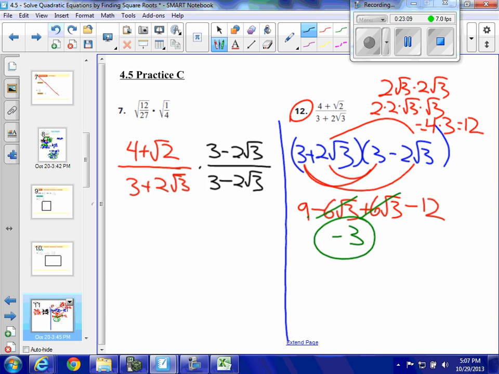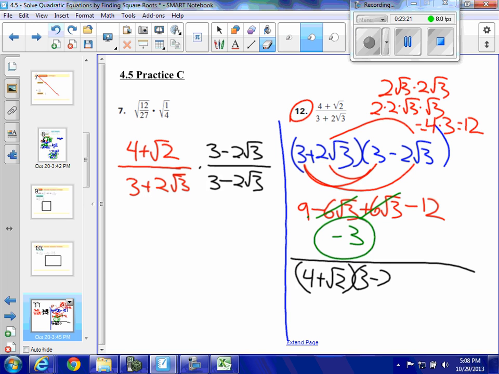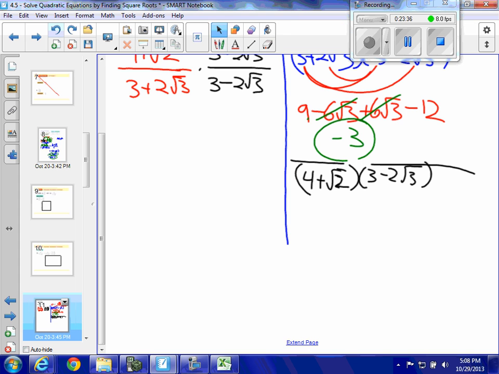So my numerator, put a line here, is 4 plus radical 2 times 3 minus 2 radical 3. Well, that's going to be a little bit more complicated. But I can do it, and you can do it too. So, first is 4 times 3. 4 times 3 is 12. That one wasn't too bad.